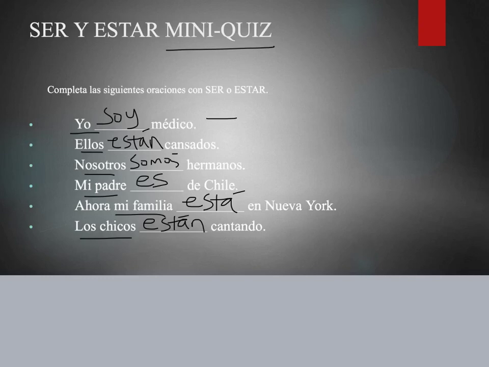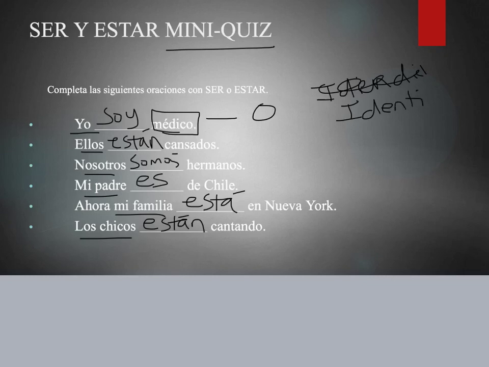Okay, the first one, yo soy médico. Médico is a doctor, so it's an occupation. So it's, again, I'm defining myself or identifying myself. Spanish and English confuses me sometimes. Okay, identify myself. Okay, ellos están cansados. Cansados significa tired. So this one would describe my state of being or how I'm feeling. So emotion or feeling or your condition for it. So using the verb estar.